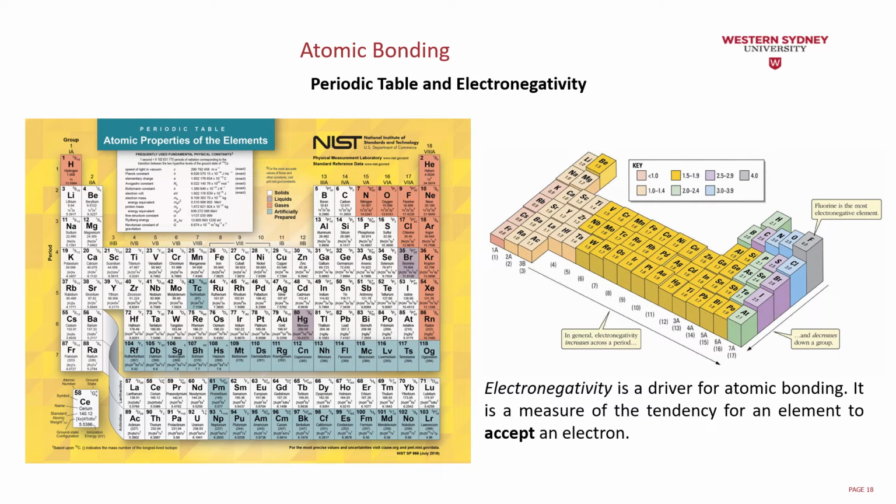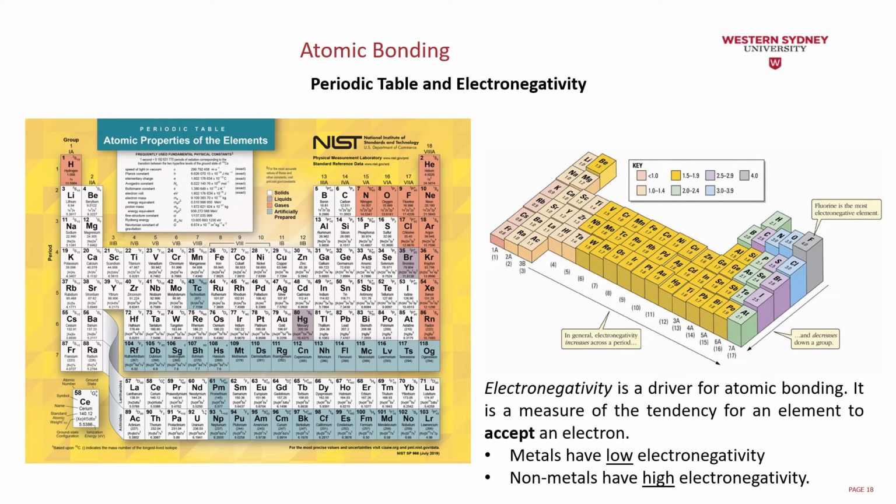The atomic bonding and the electronegativity can be found in the periodic table. You can see here that electronegativity is the driver for atomic bonding, and it is a measure of the tendency for elements to accept an electron. The metals have a low electronegativity, and the non-metals have a high electronegativity. And that's what we can see in the periodic table. You can see that we have the metals, which are shown on the table here, against the non-metals.